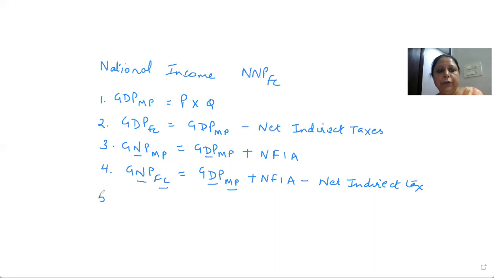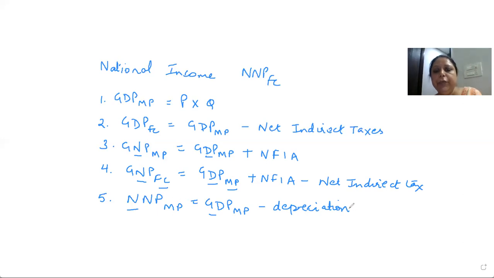Now coming on to the fifth aggregate, that is NNP at MP. Now, what we have to see is we have to calculate, as I am doing it here, GDP at MP. From GDP at MP, if you have to convert it to net, we can easily see that from gross to net, we have to convert. So for that, we will be minusing what is known as the depreciation, or we also call it consumption of fixed capital. So GDP at MP minus depreciation, that will be taking us from gross to net.